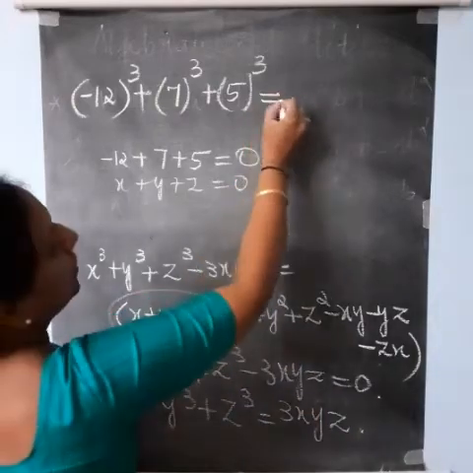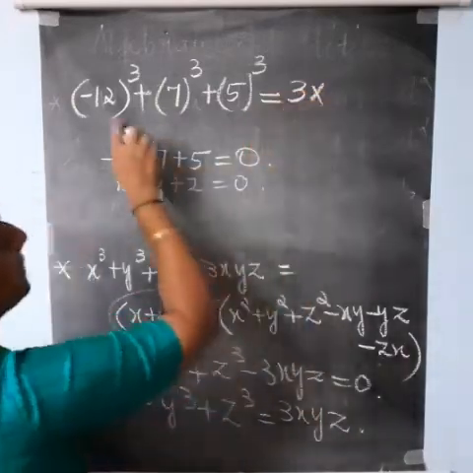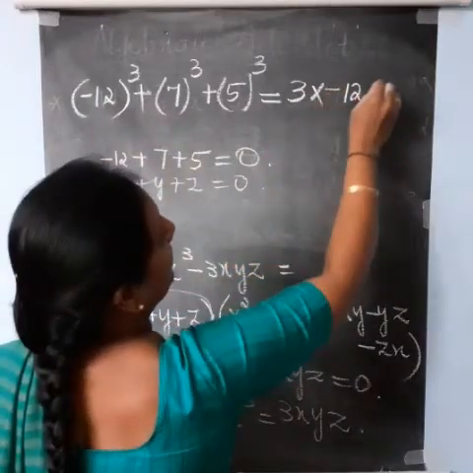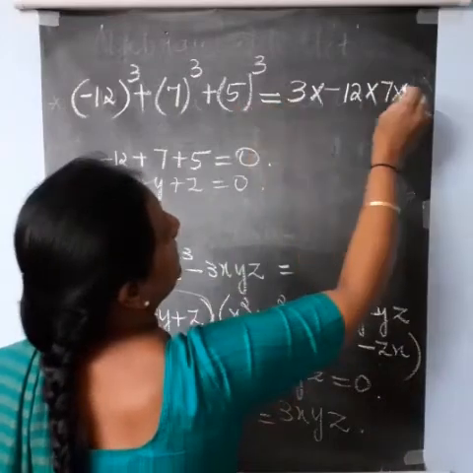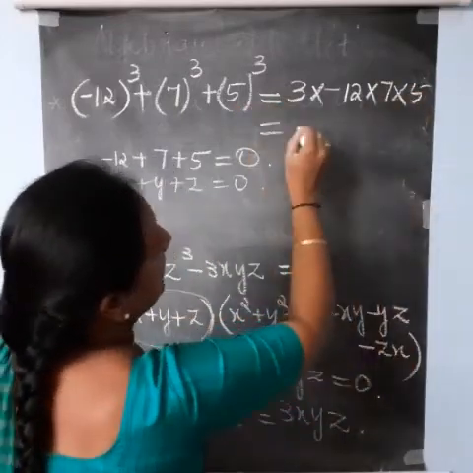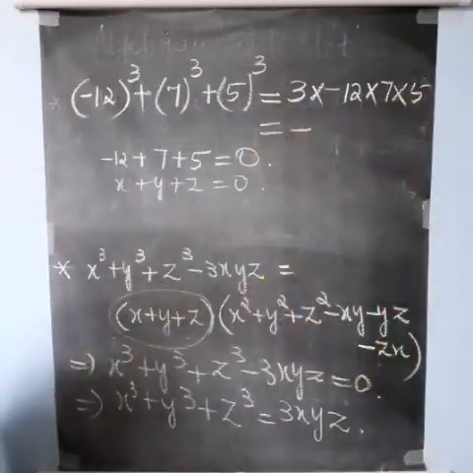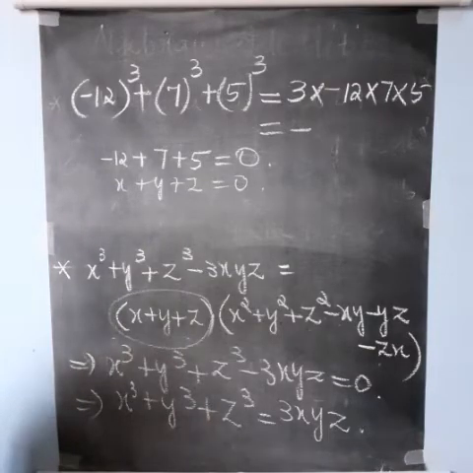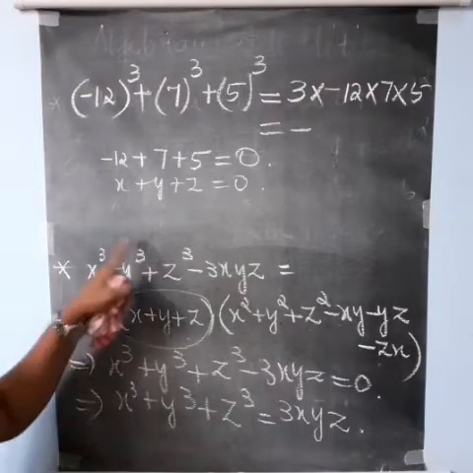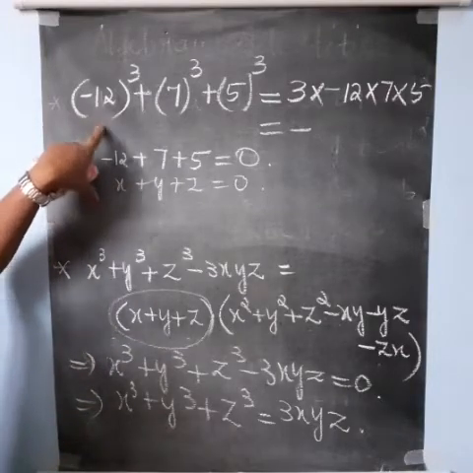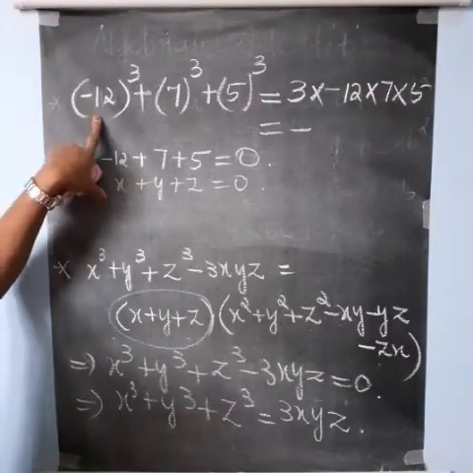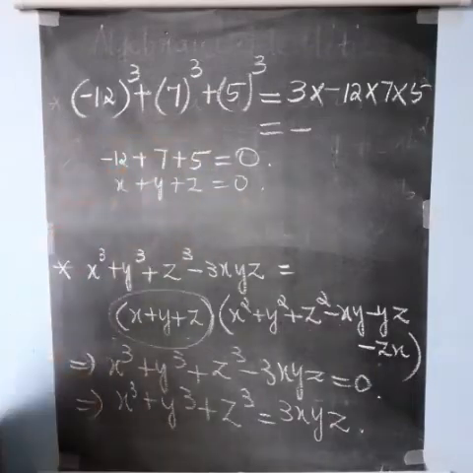So this is equal to 3 into what is my x? Minus 12, into what is my y? 7, into z is 5. So if you multiply it out, you will get the corresponding answer. Understand? So that is how you find the addition of cubes when we have x plus y plus z equal to 0.